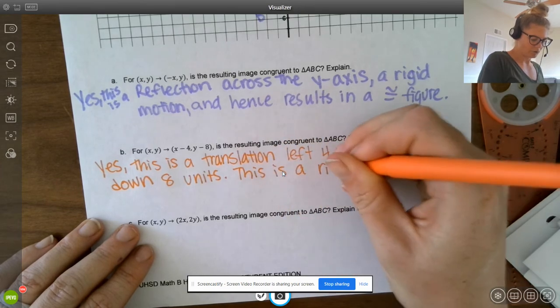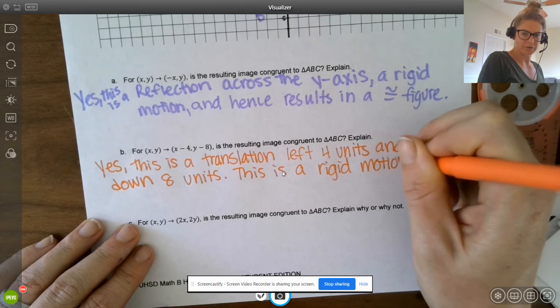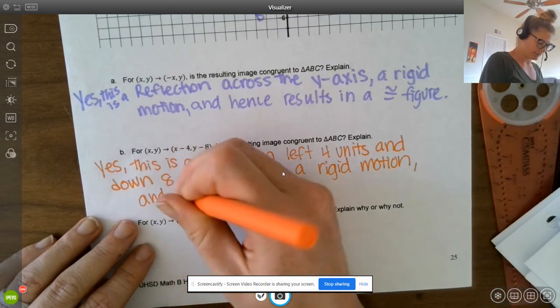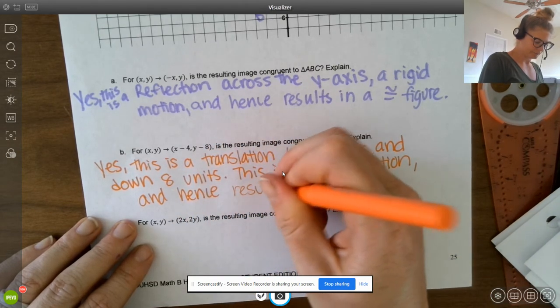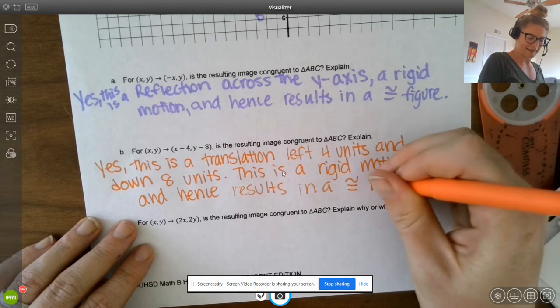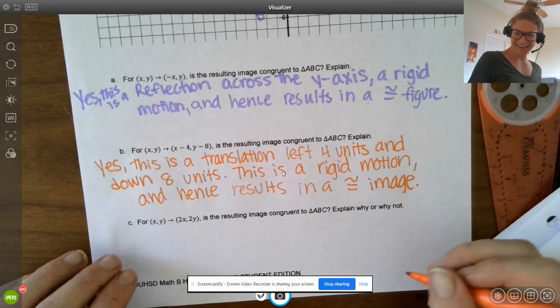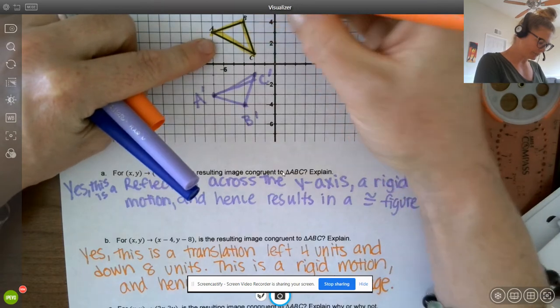This is a rigid motion. This is when I went copy and paste with my eyeballs, you guys. This is a rigid motion, and hence results in a congruent, ooh, can we say image? Ooh, I like that, using good math vocabulary.